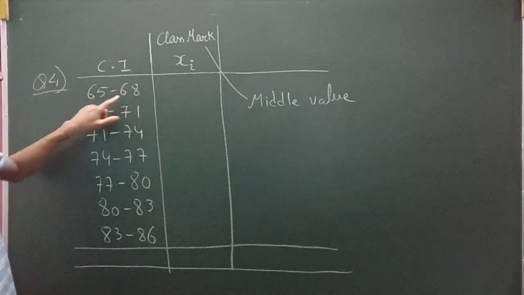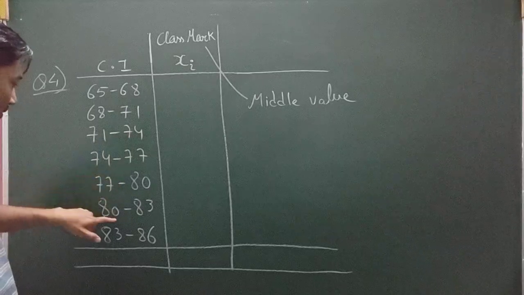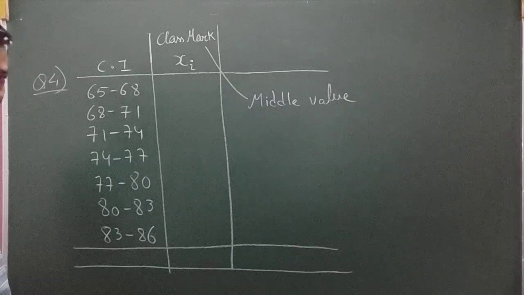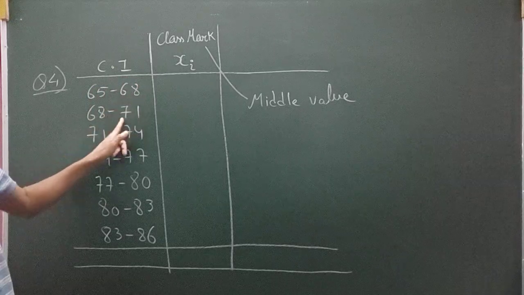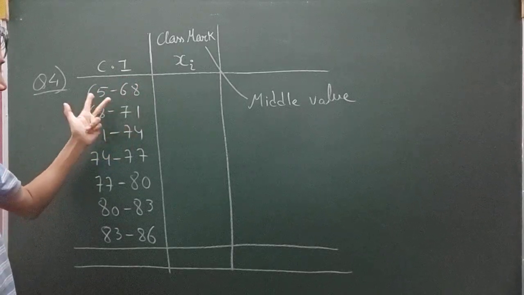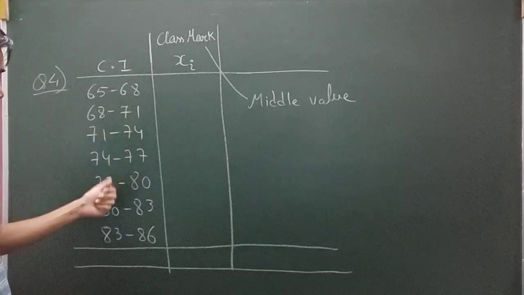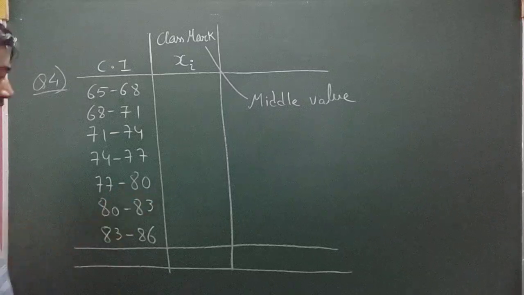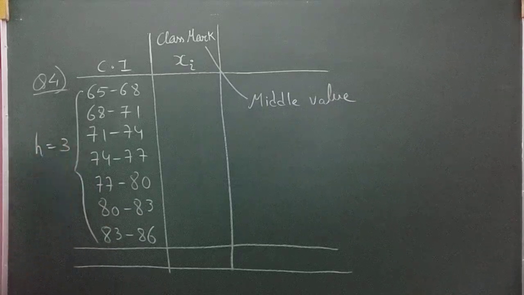You see here 65 to 68, 68 to 71, 71 to 74, 74 to 77. So fine, this table is continuous. It is exclusive. Then the class width: 65, 66, 67, because 68 is included here; 68, 69, 70, 71 is included here; 71, 72, 73, 74, 75, 76, 77, 78, 79, 80, 81, 82, 83, 84, 85. So the class width is also uniform, which we denote by h. That is 3. So no problem.